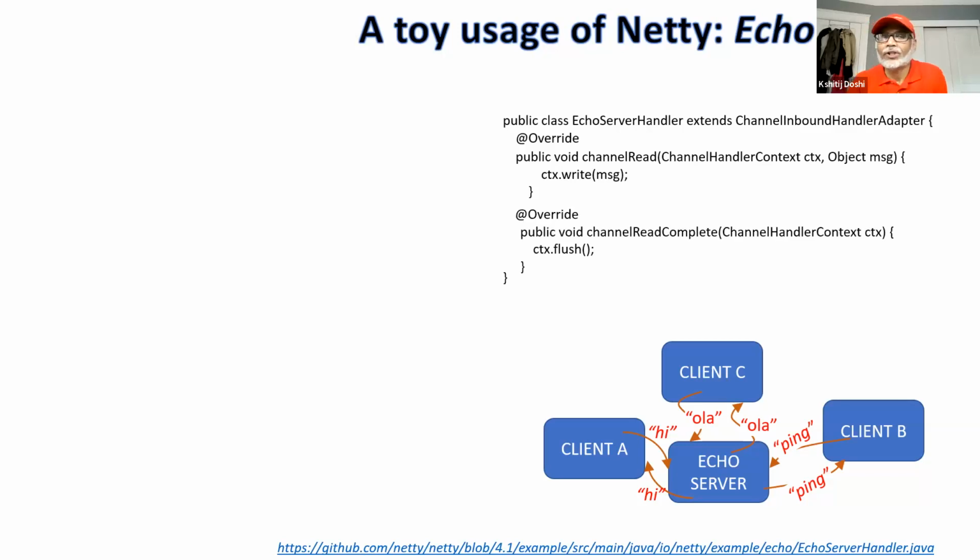And it may also optionally override a channel read complete in order to go ahead and flush that write. So it's as simple as writing the entire Echo server, right? It's just basically the heart of its logic is contained in these few lines of code.